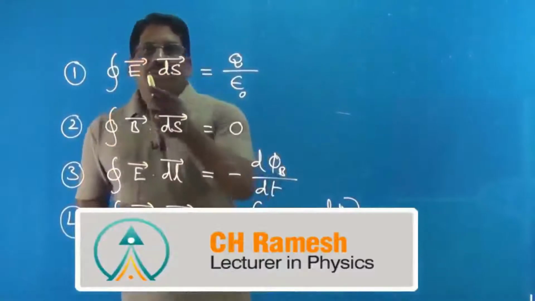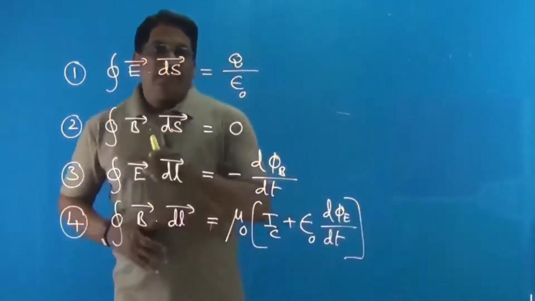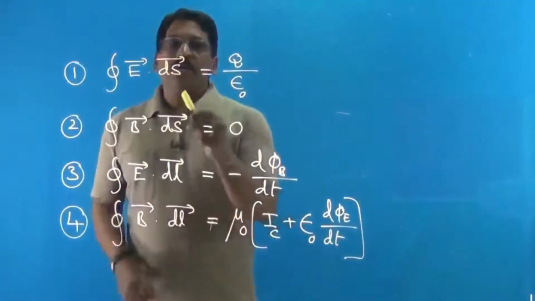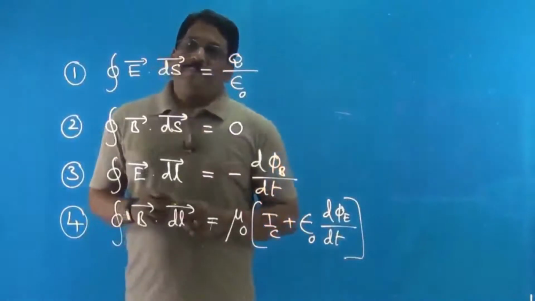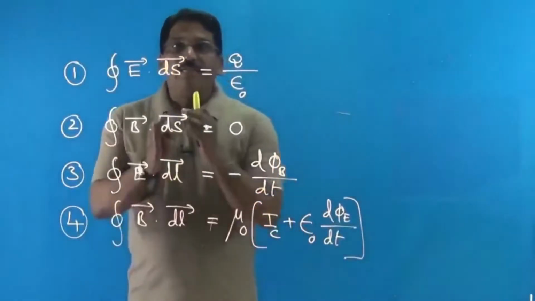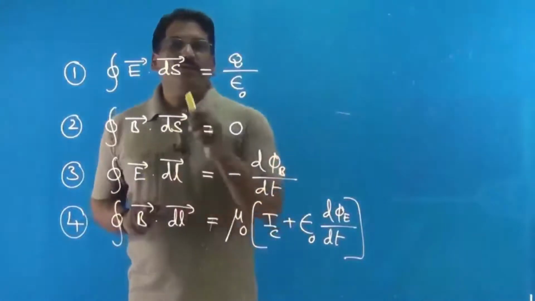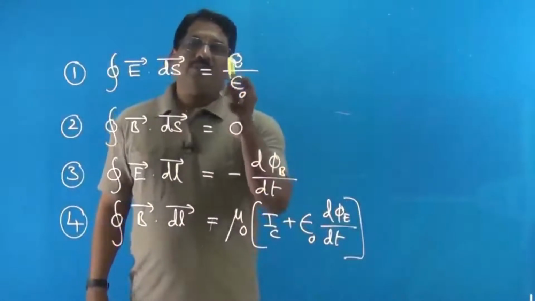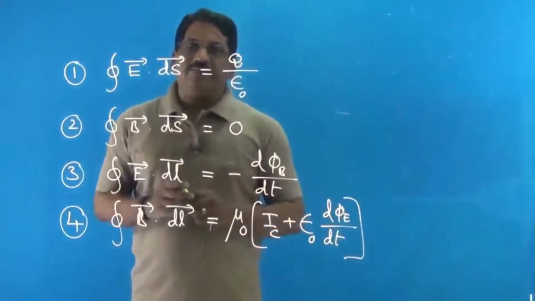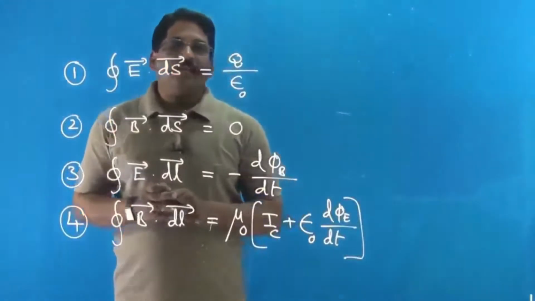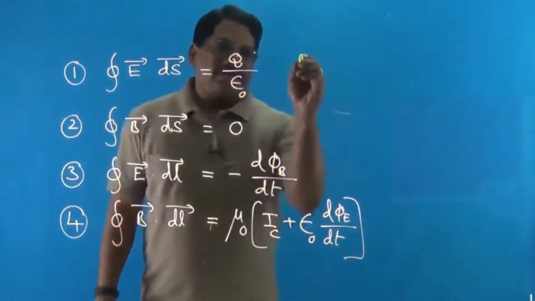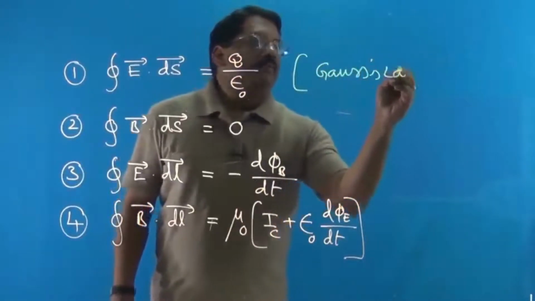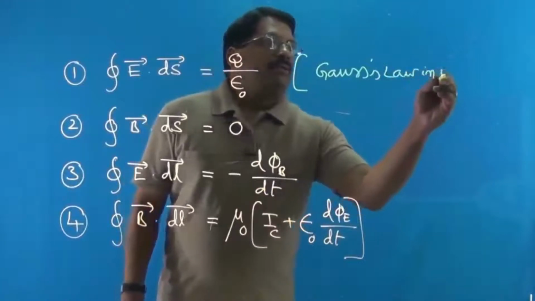The first equation is the surface integral of the electric field over a closed surface. The other way, the flux of the electric field through a closed surface is equal to 1 by epsilon naught times the charge included in that surface. And it is obviously Gauss law in electrostatics.